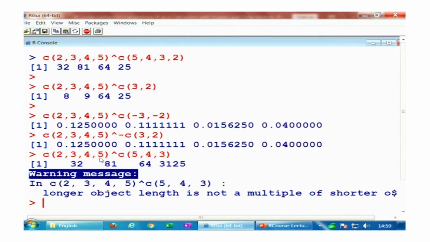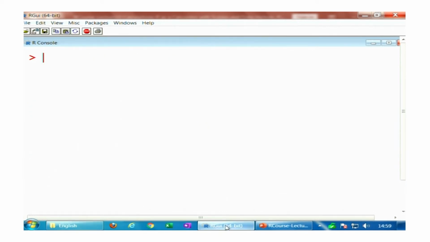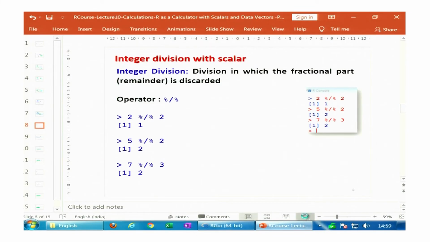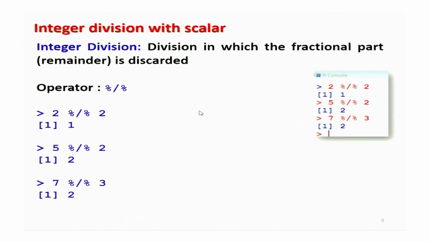So now you can see here that these power operations in the R console are also not very difficult to operate, and they can be done without any problem. So now after this we try to take one more operation, that is integer division. What is this integer division?